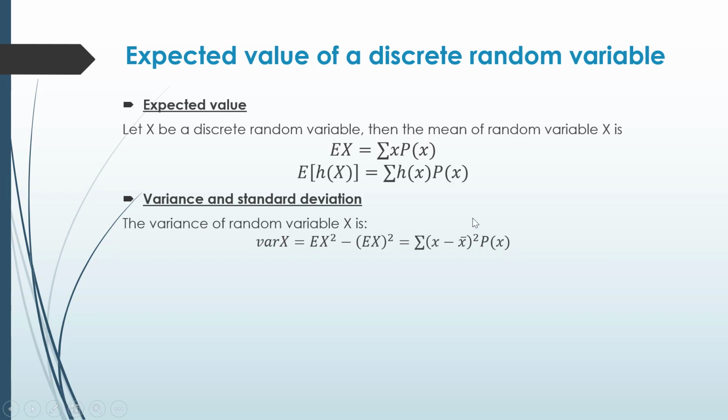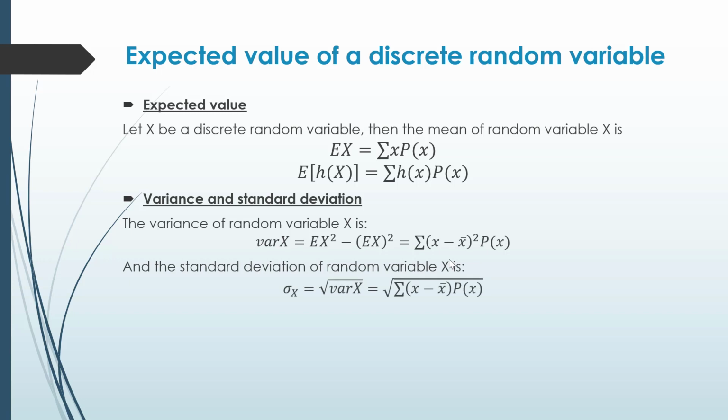So the variance is basically to measure the dispersion. The mean tells you the central tendency, but the variance measures the dispersion tendency. So here it basically means how the data, how the distribution spreads away from the mean. And the standard deviation is basically just the square root of the variance. So sigma of x is the square root of Var of x, and that is the square root of the summation of x minus x bar squared times p of x.